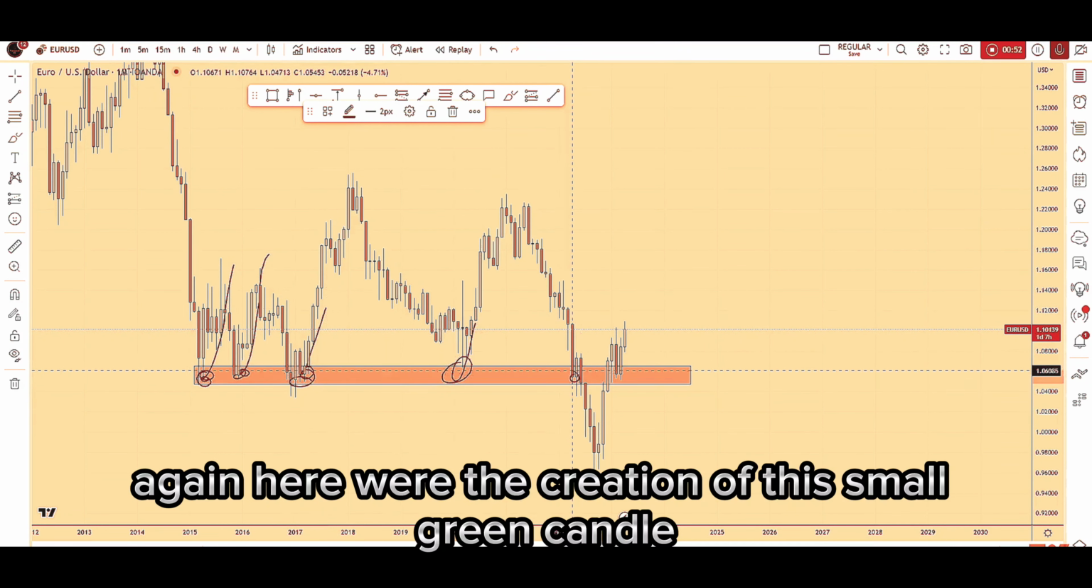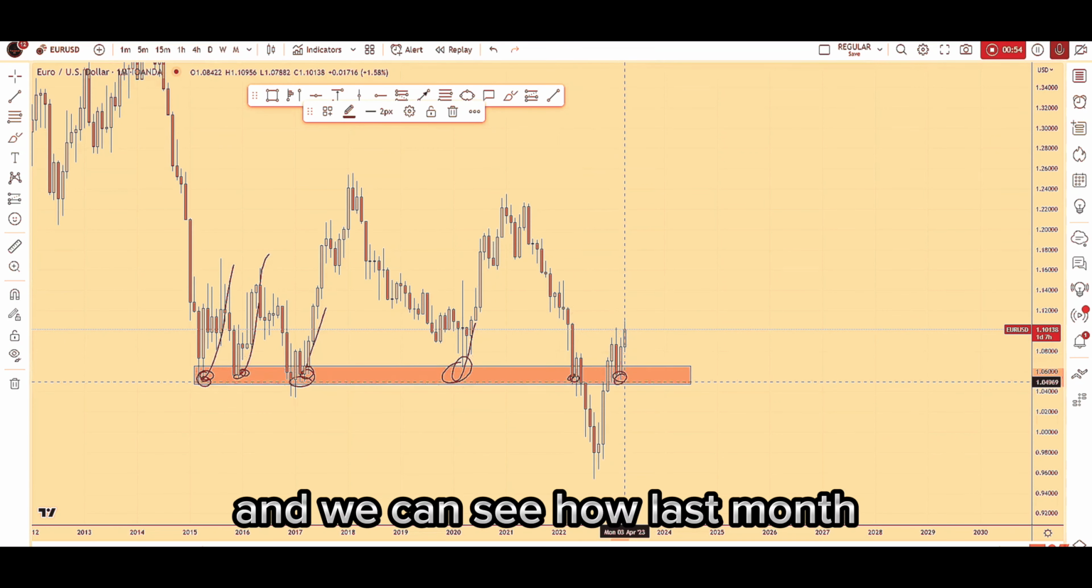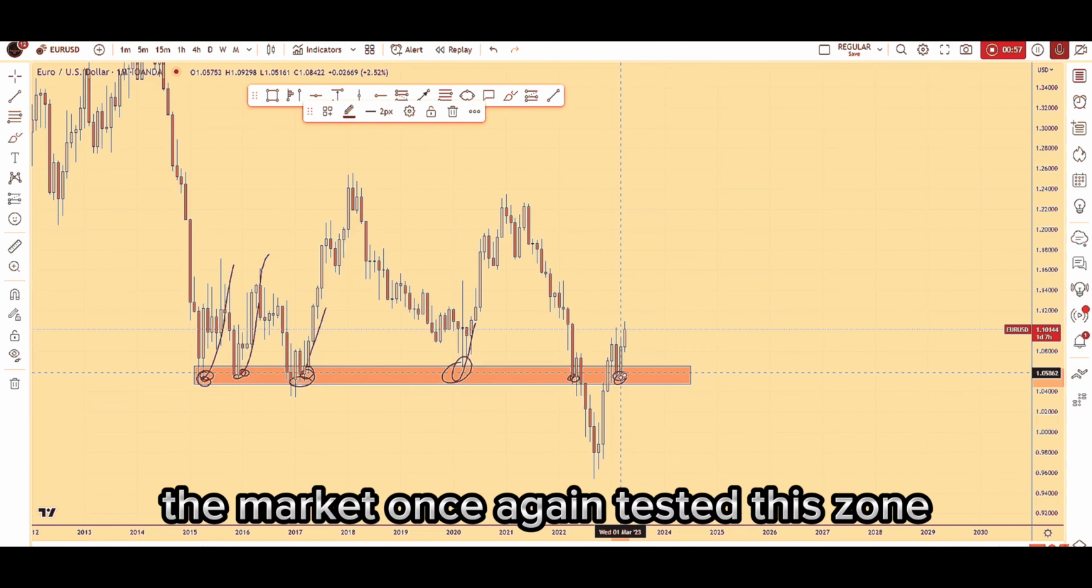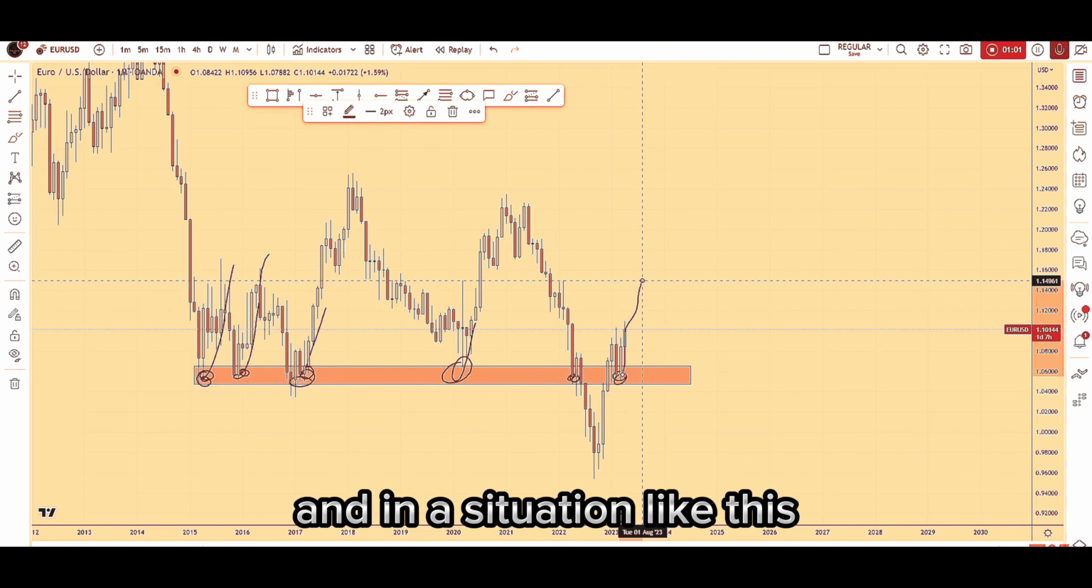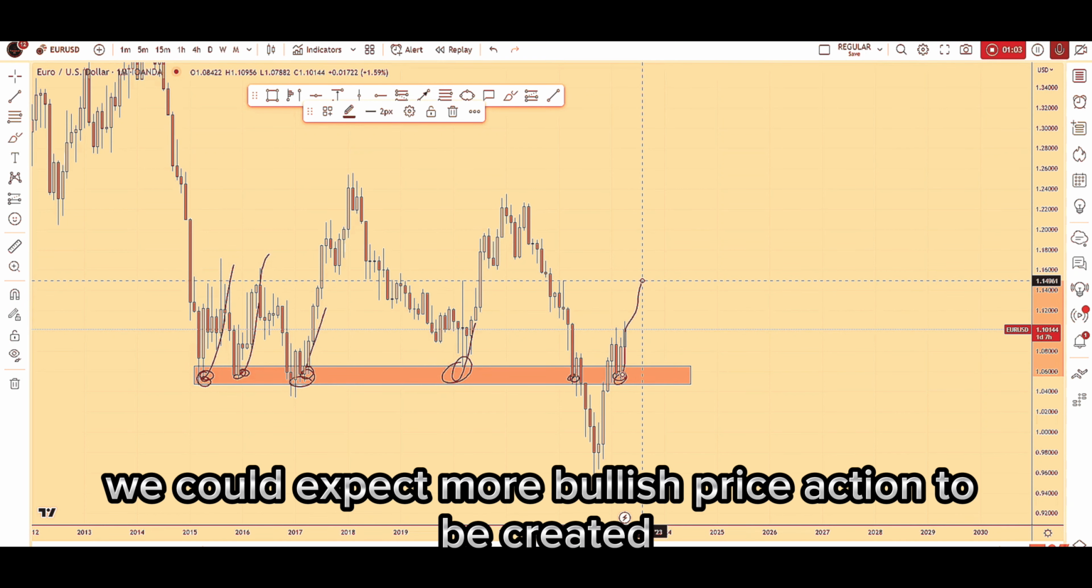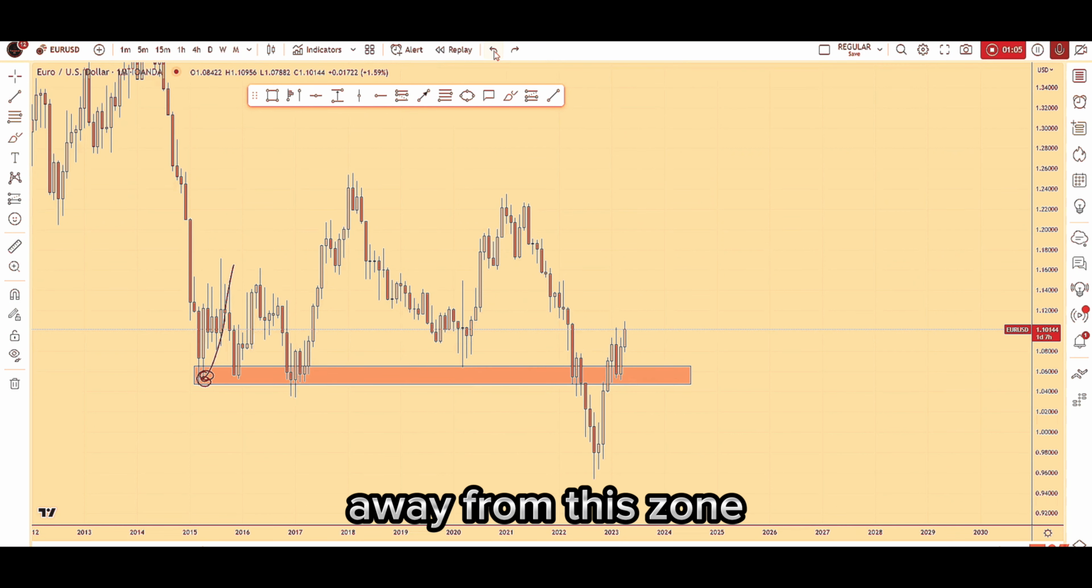Again, here with the creation of the small green candle. And we can see how last month the market once again tested this zone, started rejecting it to the upside. And in a situation like this, we could expect more bullish price action to be created away from this zone.